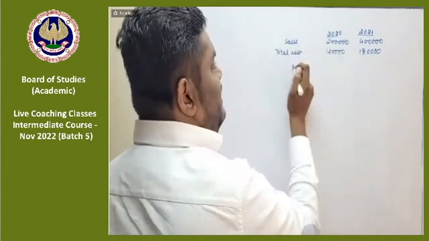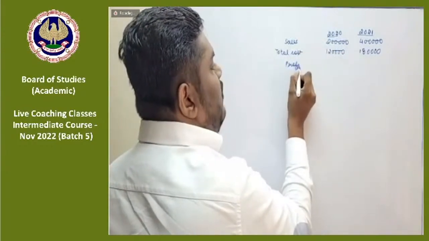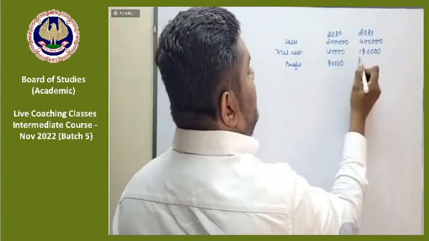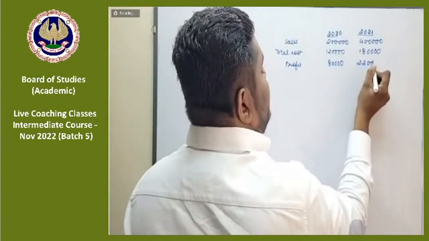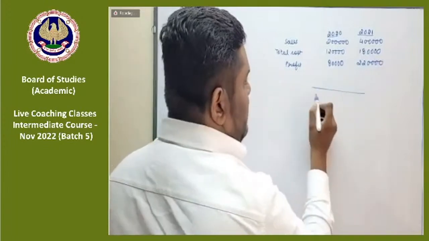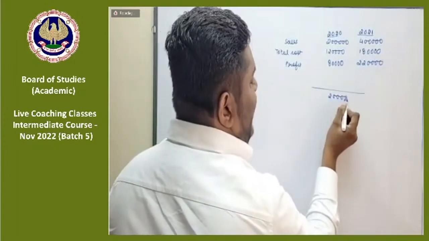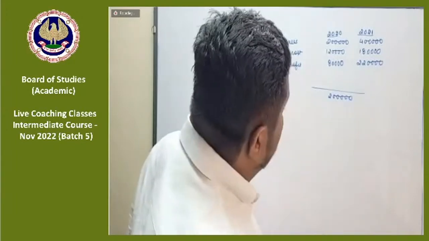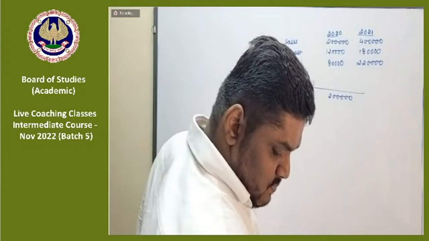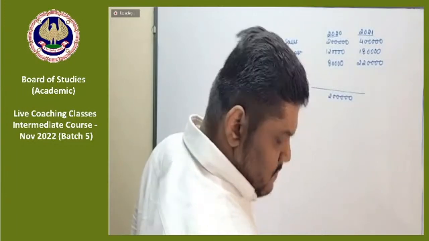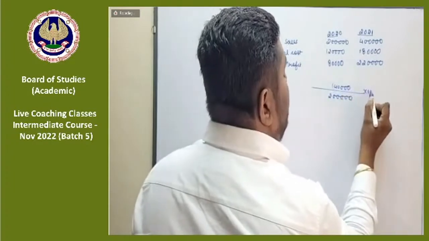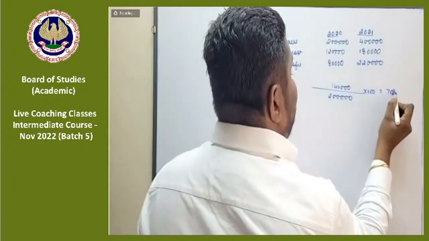So since the total cost is given, we will calculate the profit, and the profit will be 80,000 in the first year and 2,20,000 in the second year. So my change in sales will be 2 lakh and my change in profit will be 1,40,000 in 200. So this will be 70%.